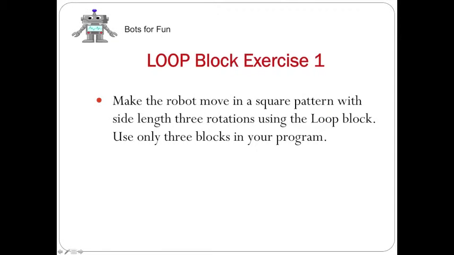Loop exercise number 1 says, make a square with side length 3 rotations using the loop block. Instead of 8 blocks like in move exercise number 6, it should use just 3 blocks.